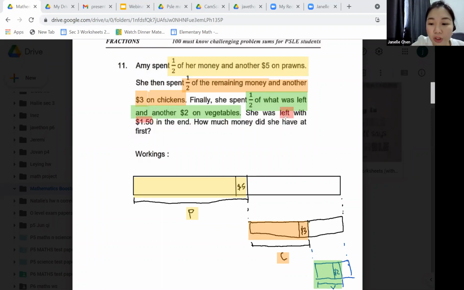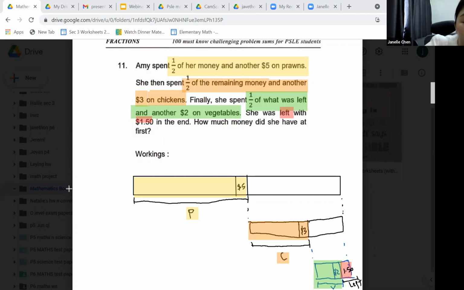$1.50. So do not forget this part, because this is where it helped me to start my question. So basically this part here, they say that she will be left with $1.50. This is the left. Correct or not? So this kind of question, after I draw my model, is working backwards. So I am going to do this so that you all can see it clearer. So I'm going to start from the back.